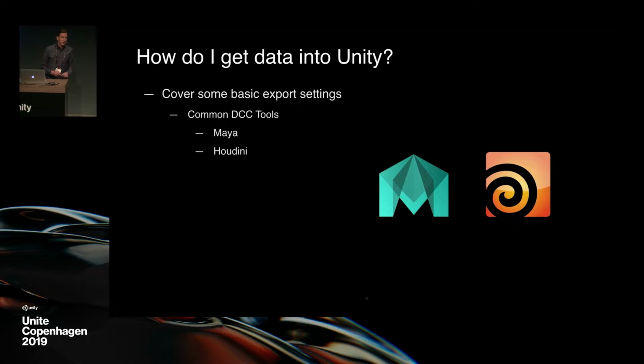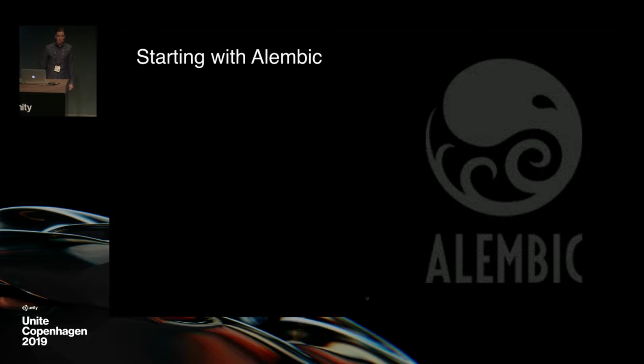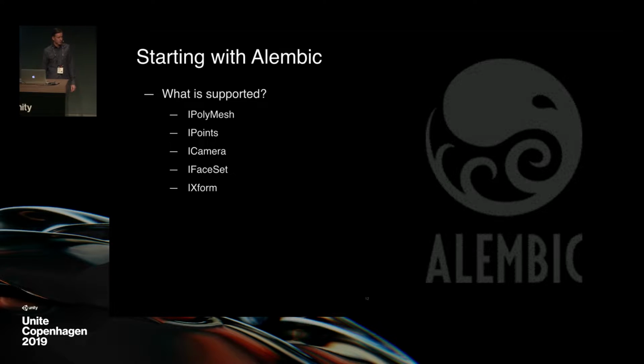Most often, data will come from upstream departments in whatever the production pipeline specific format is, so this will just be a brief overview. I'm going to start with Alembic. So what is supported? Alembic has the notion of many schemas that are available for different types of data, and not all of them are supported inside of Unity. So what is supported? Polymeshes, points, cameras, face sets, and transforms.